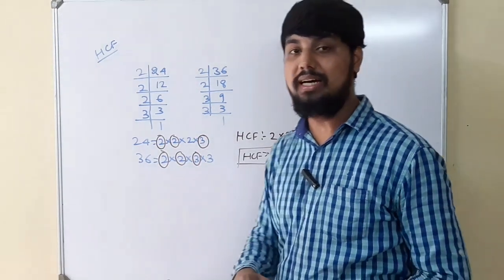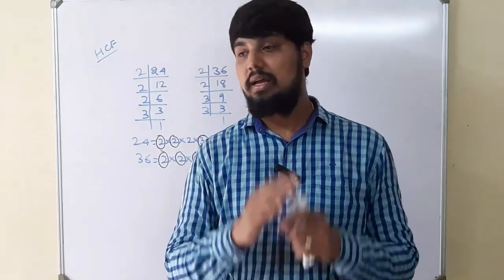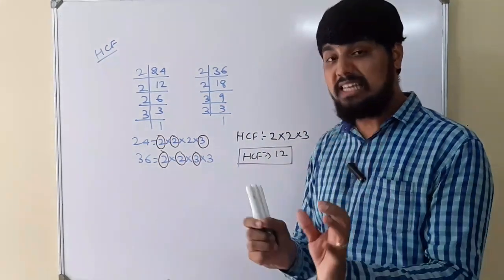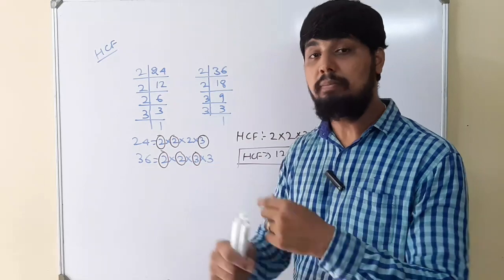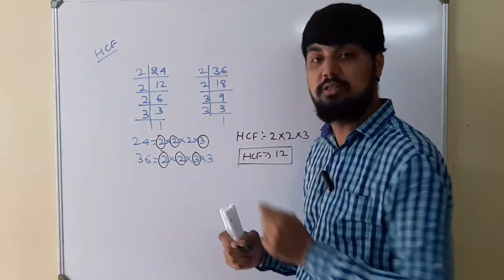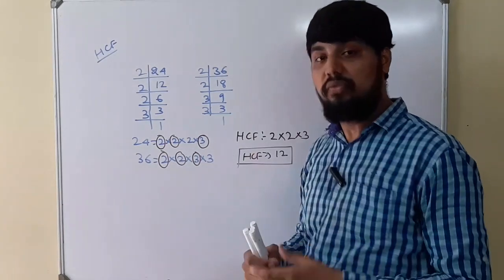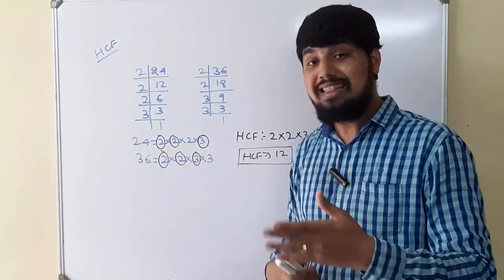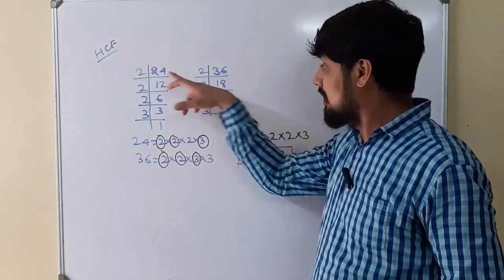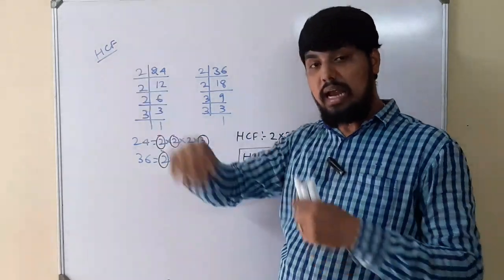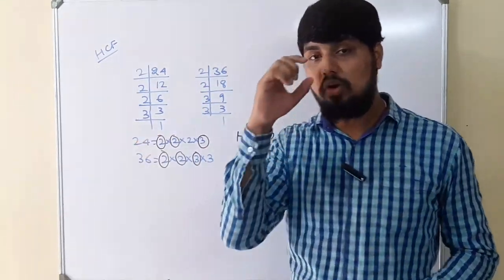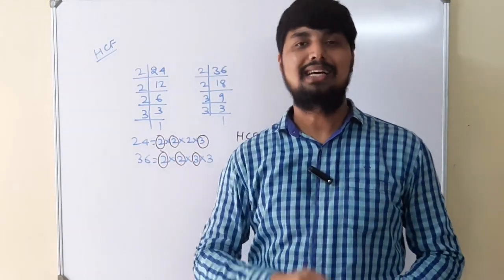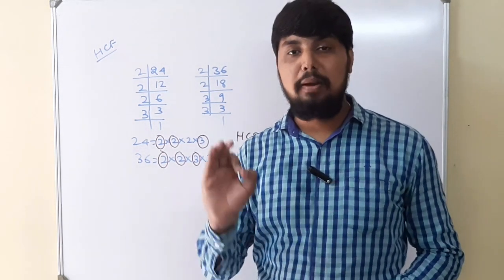Similarly, if you want to find the LCM, what is the meaning of LCM? LCM stands for the least common multiple. Multiple means the smallest number which comes in the table of 24 and 36 both. If we count the table of 24: 24 ones are 24, 2s are 48, 3s are 72, and so on. If we count the table of 24 and the table of 36, the common number which comes in both tables is known as the LCM, that is the least common multiple.